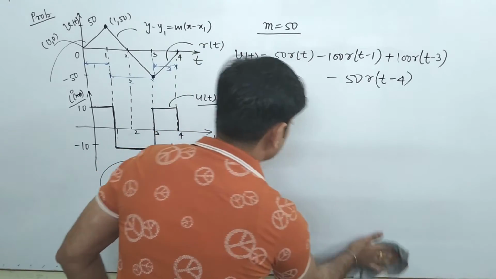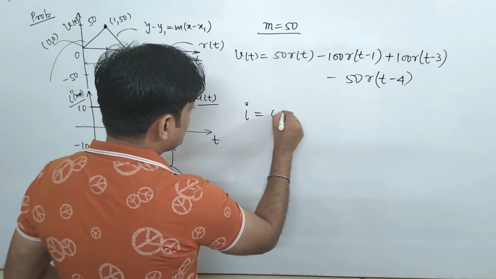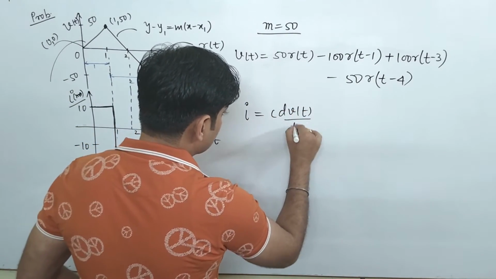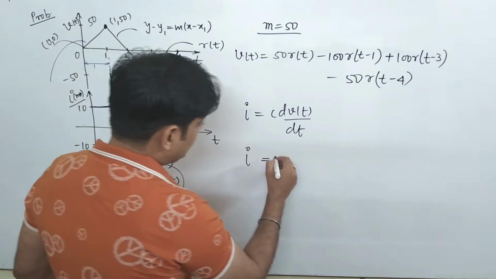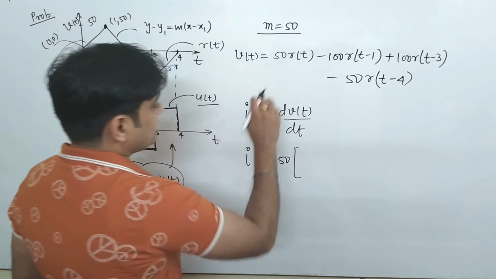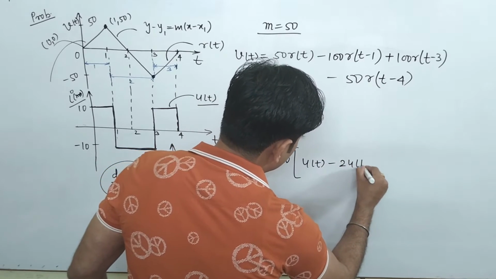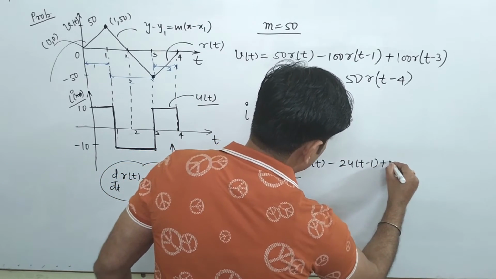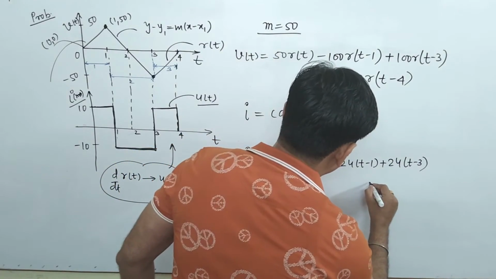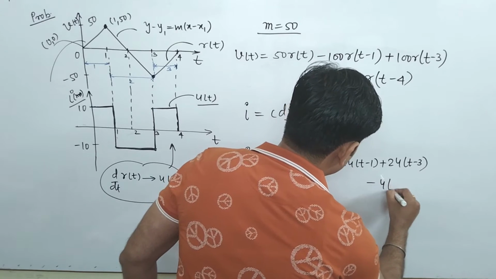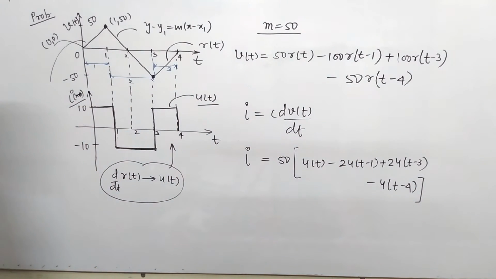Okay, so as I said, the value of current i is C dv(t)/dt. So just by differentiating it, you can get the value of i. So what is the value of i? I'll take 50 as common. As I said, the differentiation of r(t) comes to be u(t), so that comes to be u(t) minus 2u(t minus 1) plus 2u(t minus 3) and minus u(t minus 4). So this is your i(t) or your current i.